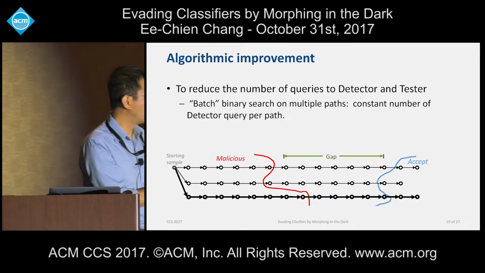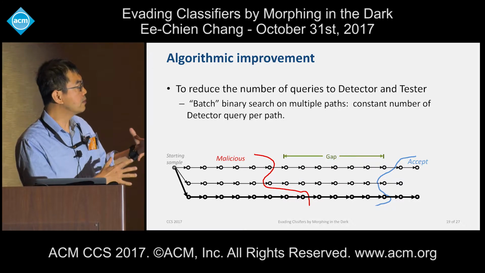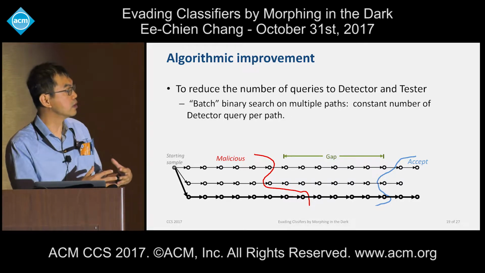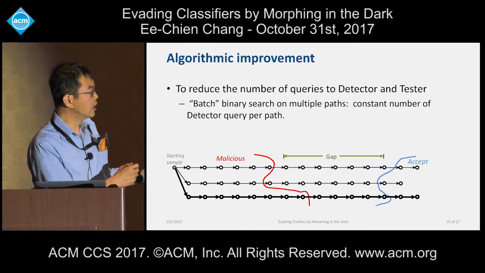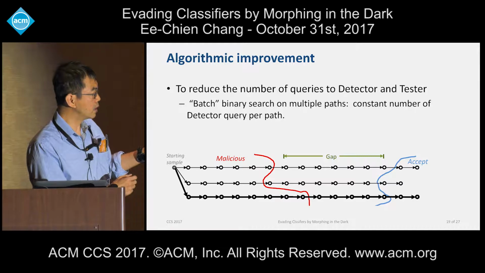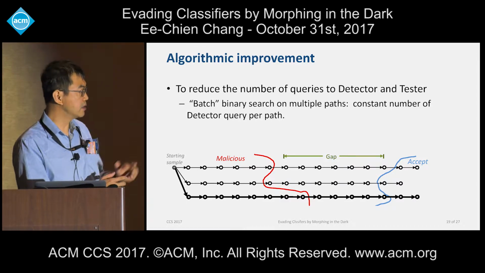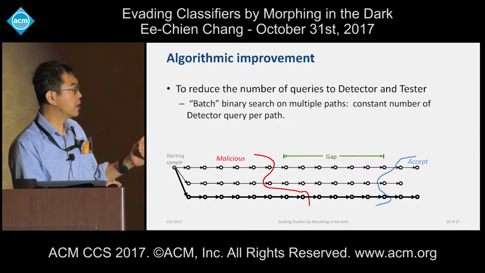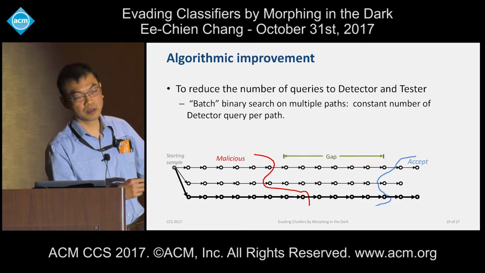In fact, we can make an improvement on this idea. We can do a batch binary search on multiple paths. This essentially reduces to using about a constant number of detector queries per path. In the experiment, it is around 1 to 2 per path. We only need to ask the detector only twice.